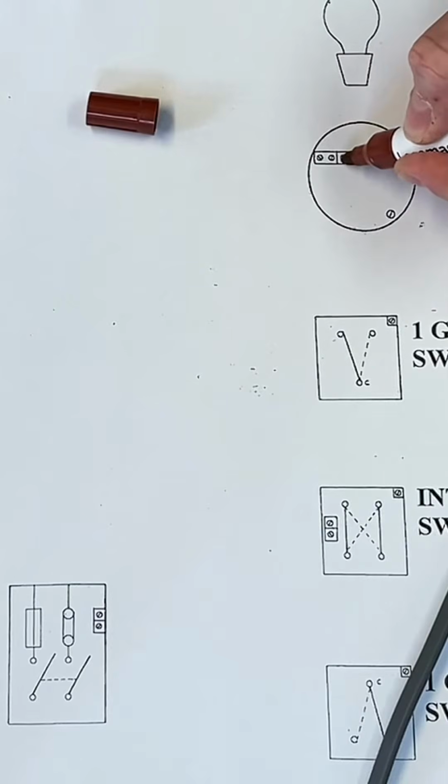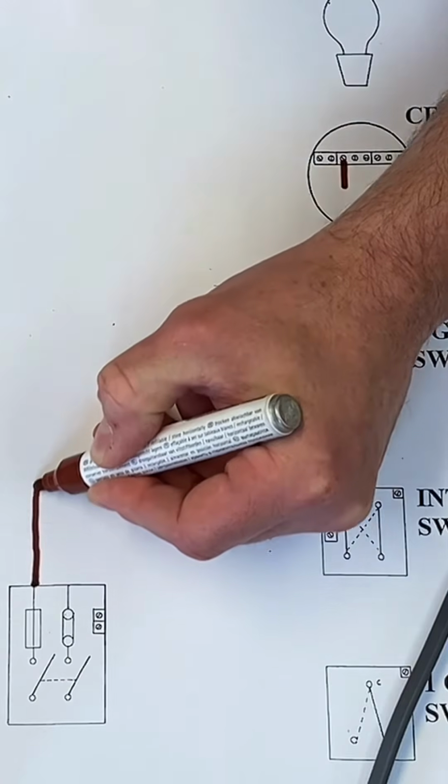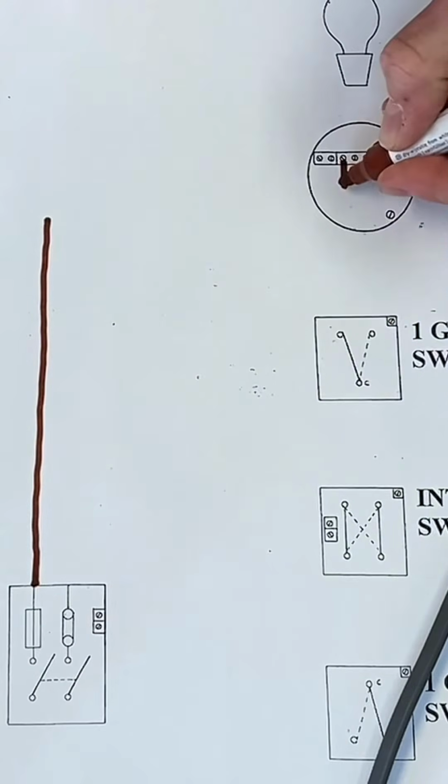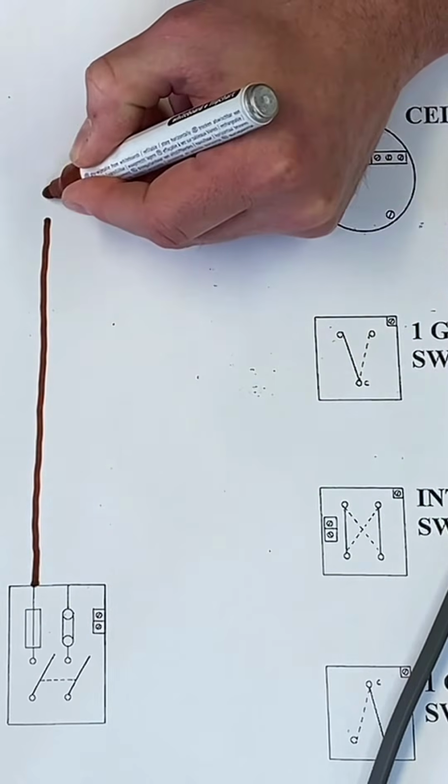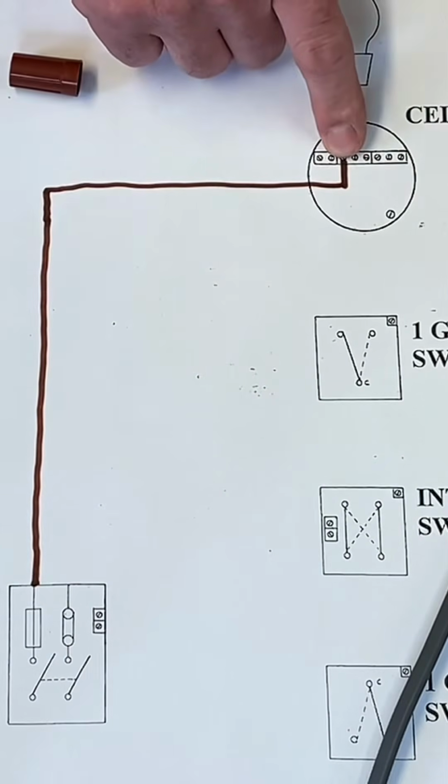So I'm going to use this one here, out of the loop, and it's going to join up to the line conductor between here and here. Again, you'll need a rule. So our line conductor comes into our loop-in terminal.